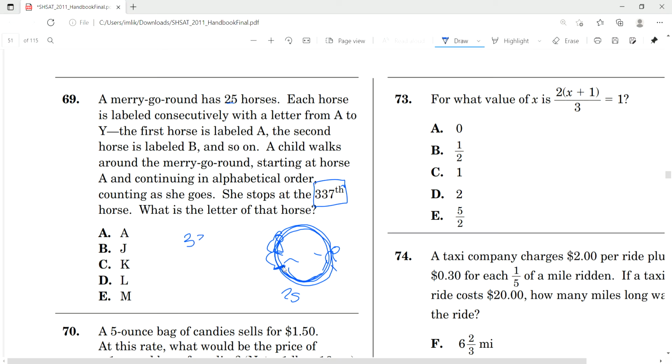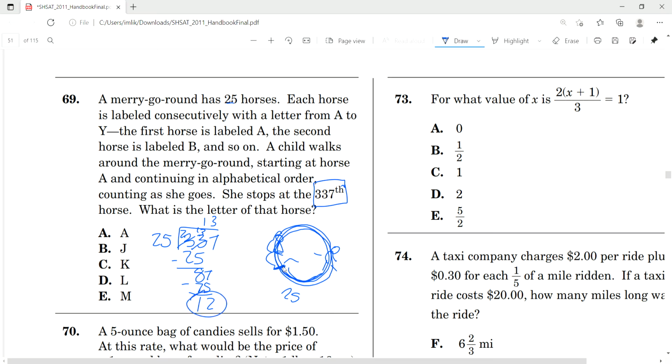So let me write it out. 337 divided by 25. You do this for every single problem that asks you for this, by the way. So 33, how many times does 25 fit into 33? That's 1 time. 33 minus 25 is going to be 8. Carry down the 7. 25 goes into 87 3 times. That's 75. But anyway, 87 minus 75 is 12.